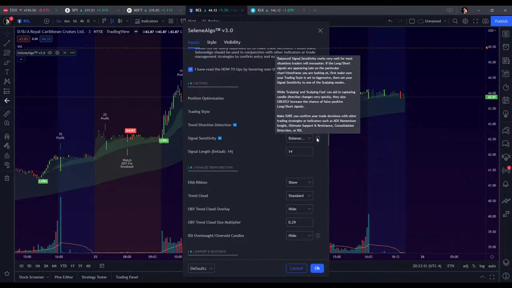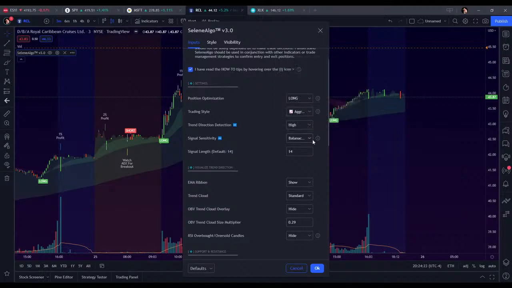Then set your signal sensitivity to one of the scalping modes, which I'm about to show you. While scalping and scalping fast can aid in capturing candle direction changes very quickly, they also greatly increase the chance of false positive long/short signals. Make sure you confirm your trade decisions with other trading strategies or indicators such as the ADX, hence why we covered it first, Ultimate Support and Resistance, which we will also touch on, consolidation detection, or RSI, which we can certainly cover. So I'll show you guys the scalping version of Selene.